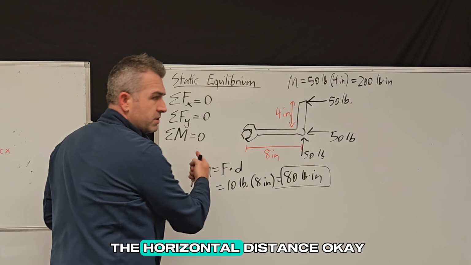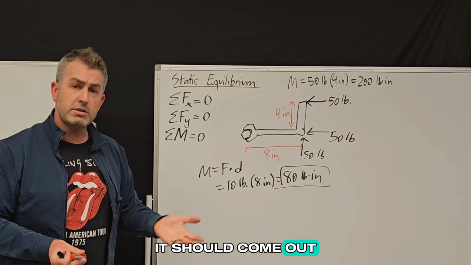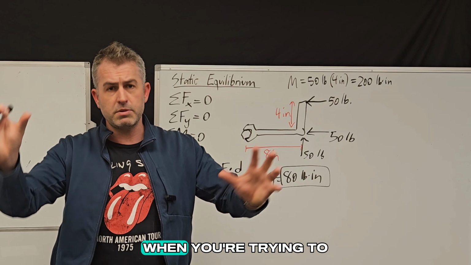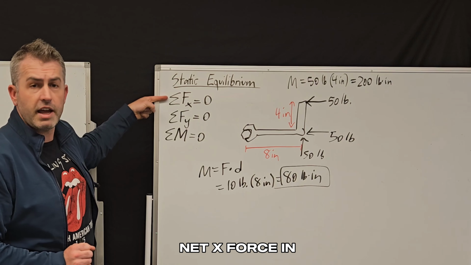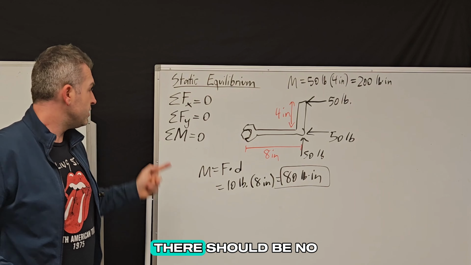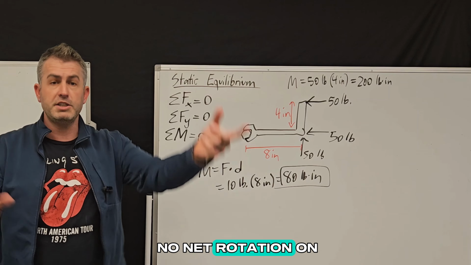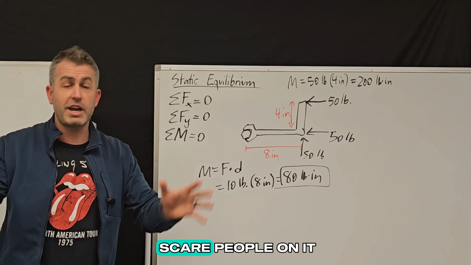So going back to this static equilibrium condition, this means that if I add up all the rotational force on this bridge, it should come out to be 0, because think about it, do we want a bridge to be rotating in space when you're trying to drive on it? Of course not. So there shouldn't be any net force in the X direction. There should be no net force in the Y direction. And there should be no net rotation on this bridge, so that it's a perfectly still bridge that's not trying to scare people on it.